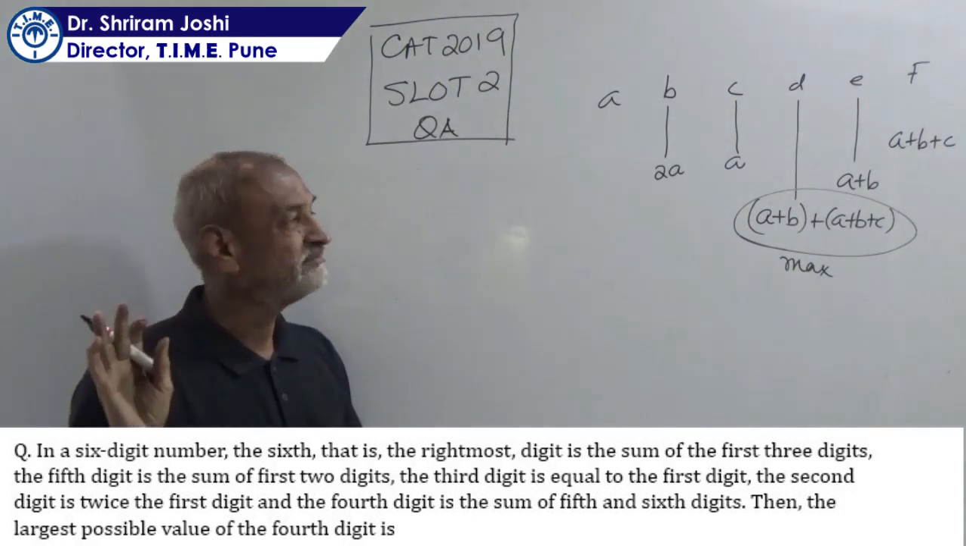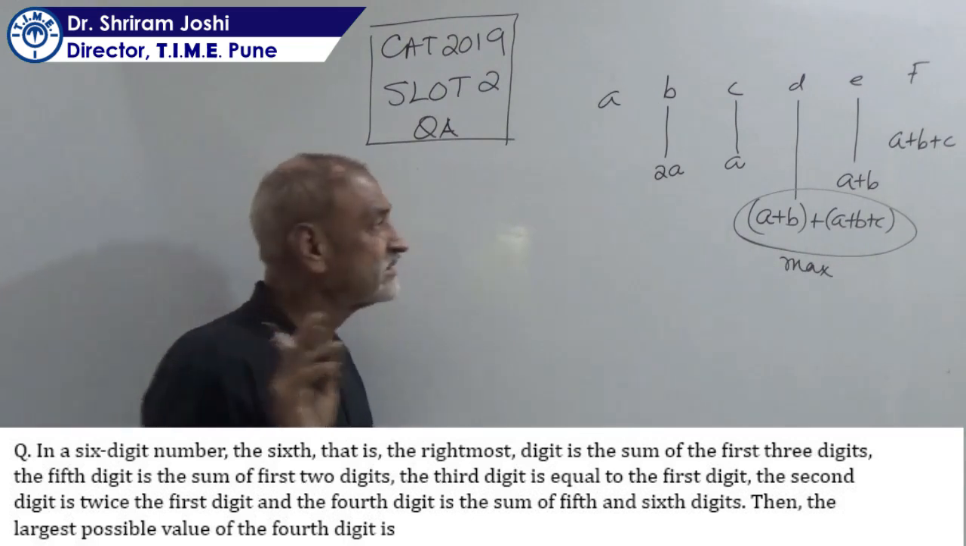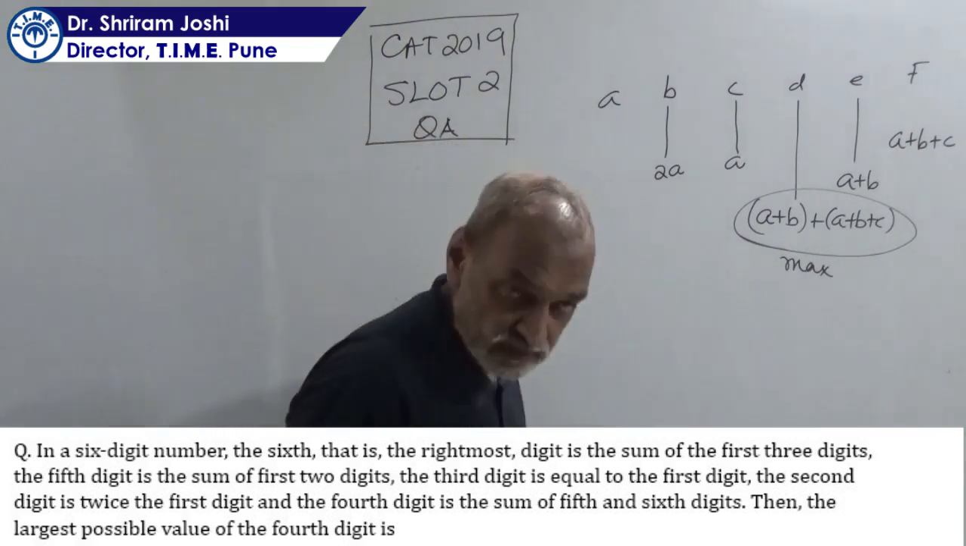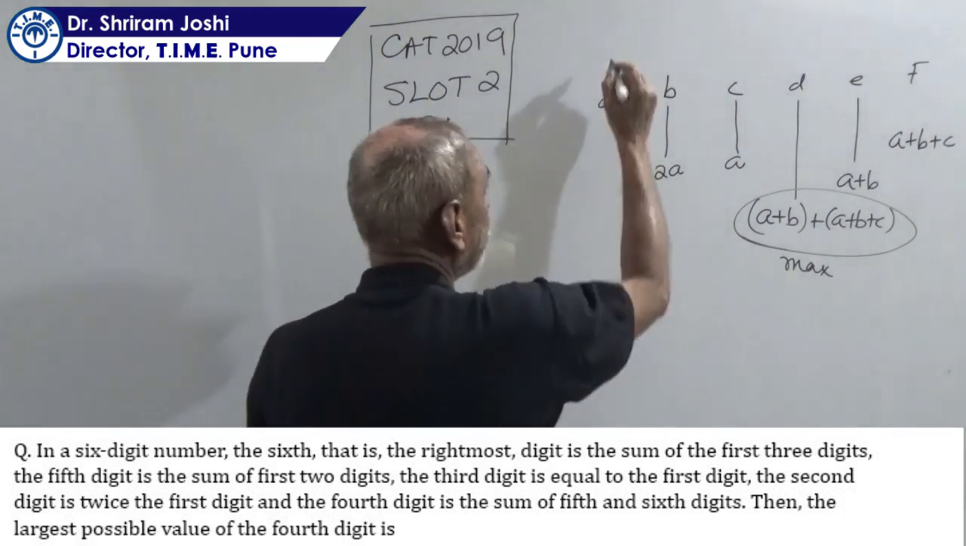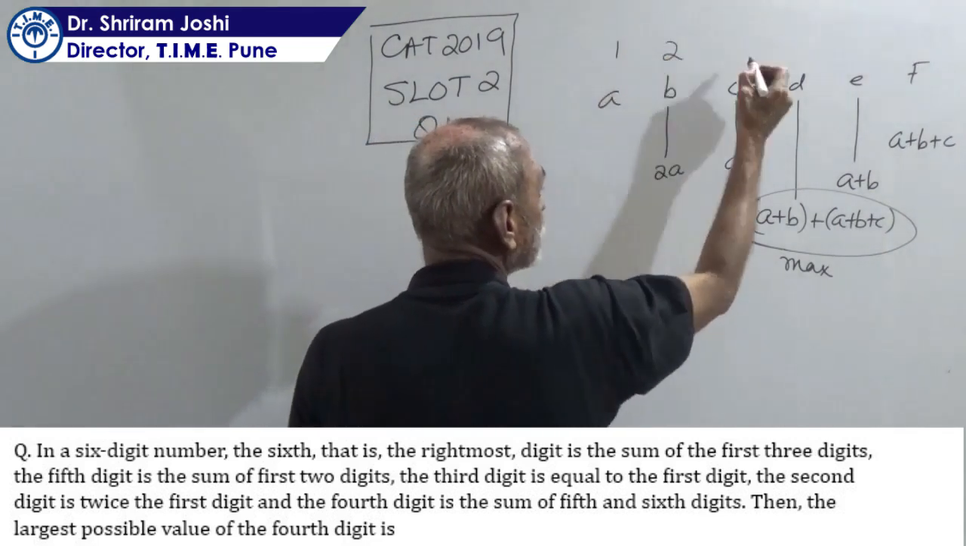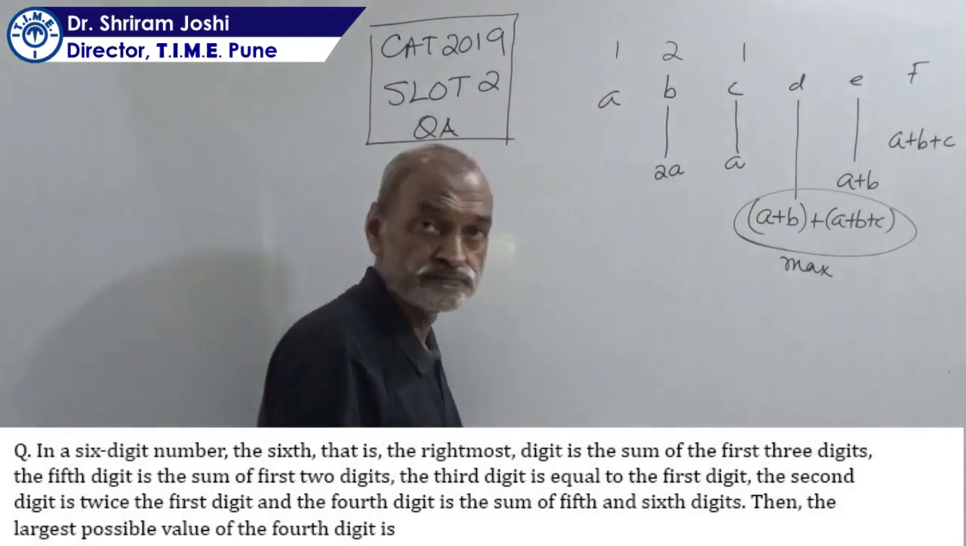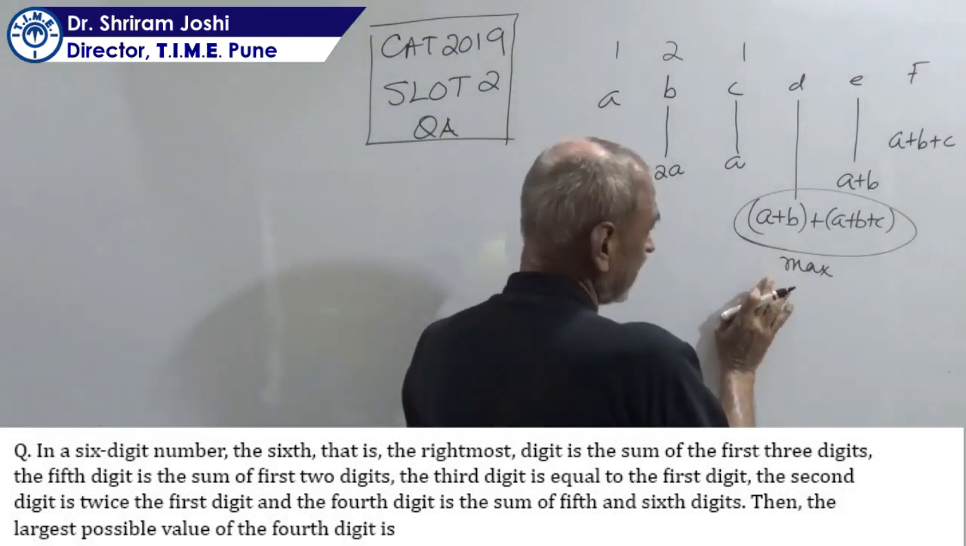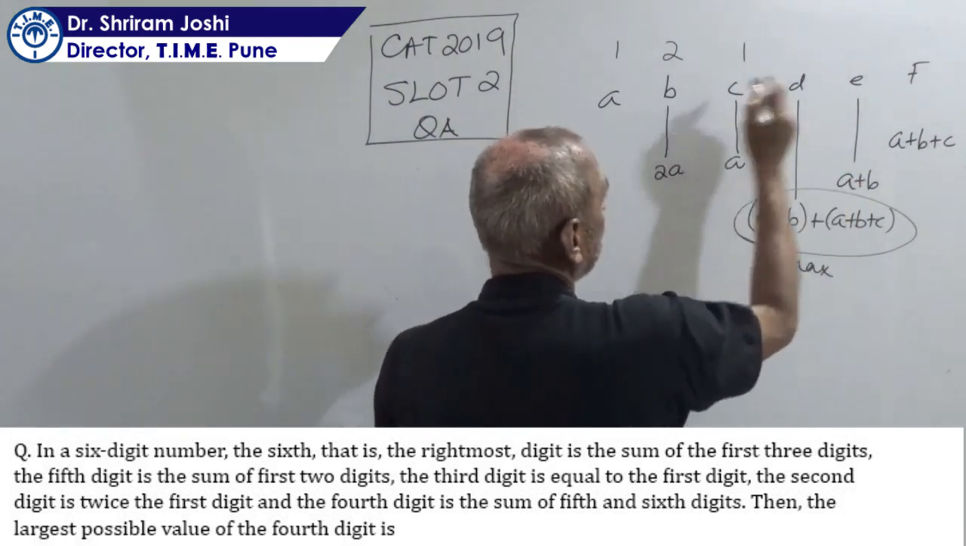Common sense. What is the common sense? A has to be at least 1. Let us put A as 1. If A is 1, B is 2, C is 1. D, we'll worry about later. What is E? A plus B. E is 3.